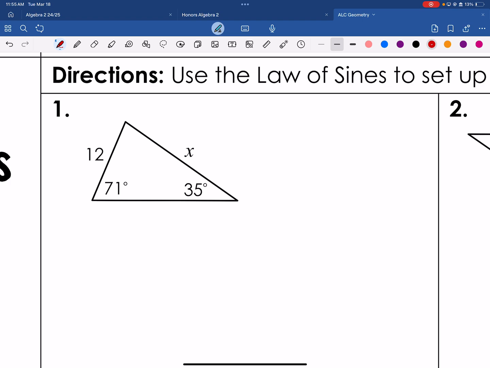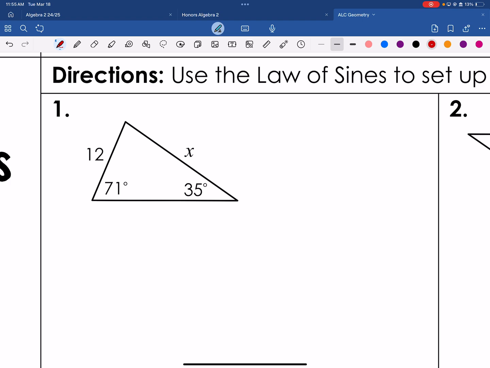So we've got this triangle that has side lengths of 12 and x. It has angle measures of 71 and 35. We're just going to find the value of x today. So we're going to use the law of sines to do this.